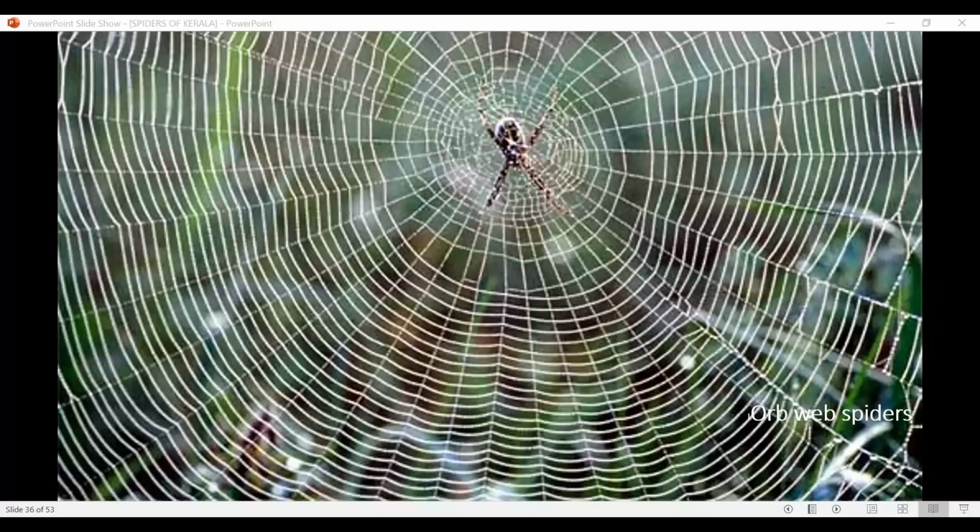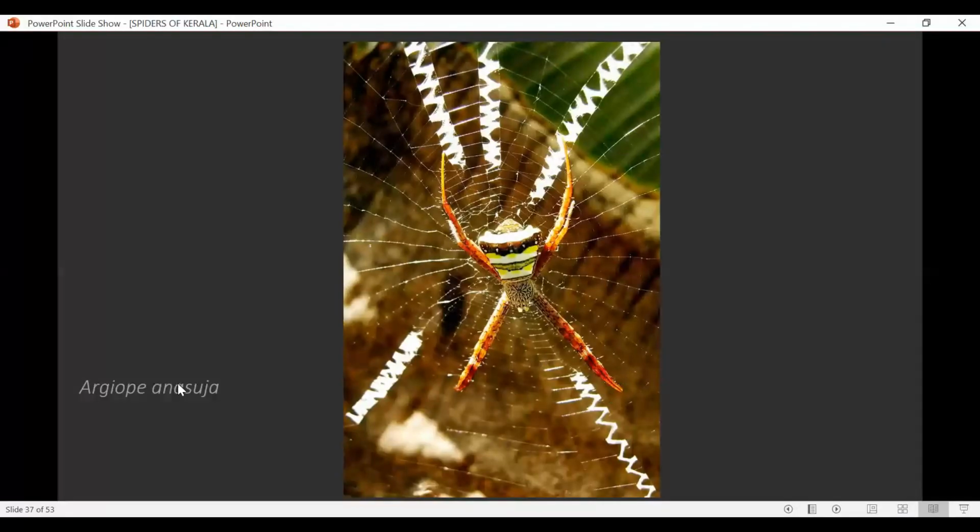Now, another feature of this orb is the presence of the stabilimentum. Here you can see a species known as Argiope anasuja, which is a common species in the Western Ghats. It's a crisscross. The purpose of this stabilimentum is to act as a marker so that birds won't attack the web. And there are some other theories that say this stabilimentum can act as an ultraviolet reflective thing, so that the prey can be attracted to the web. So there are different theories.